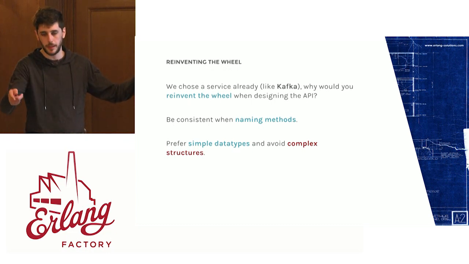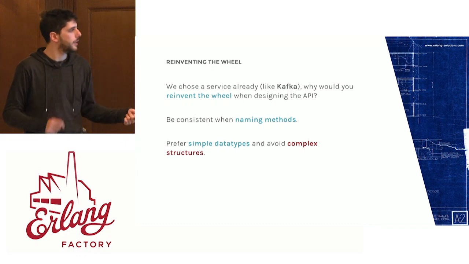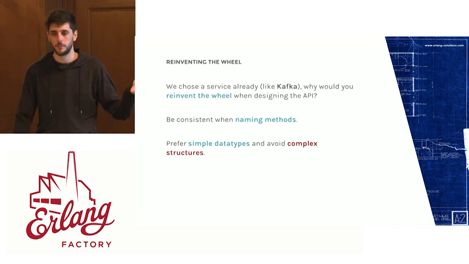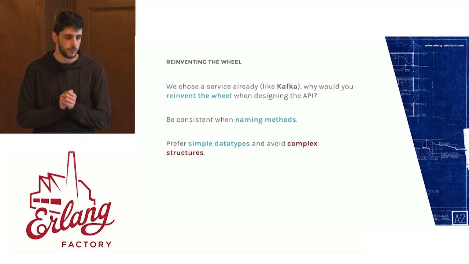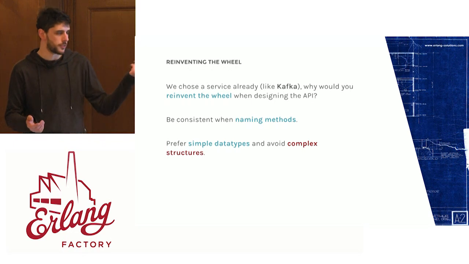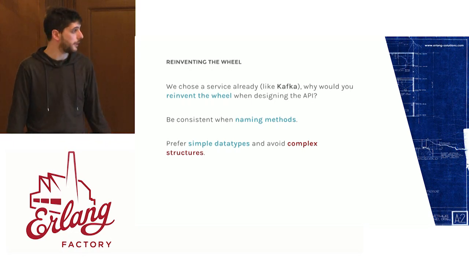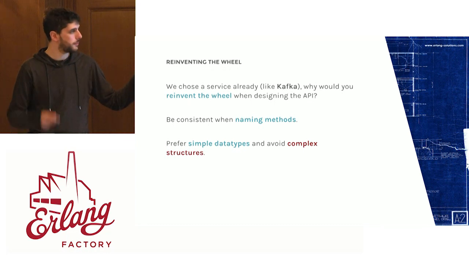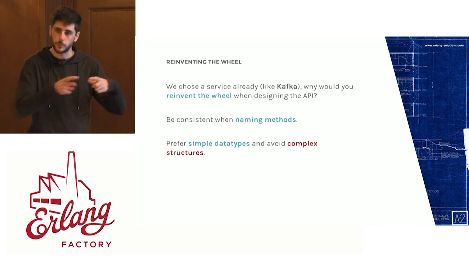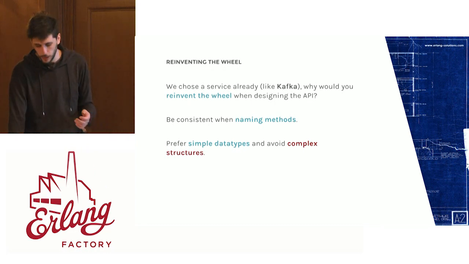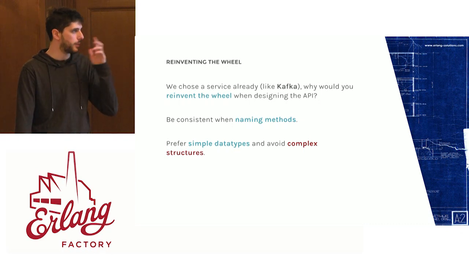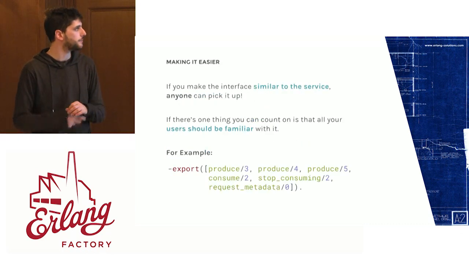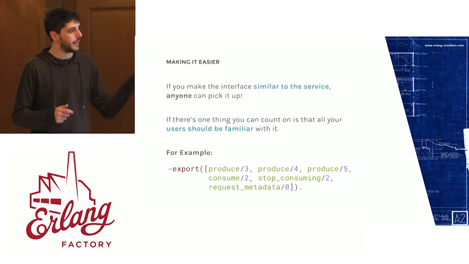We try to name the methods in the same way Kafka does, and use simple data types, because Kafka is written in Scala, and if you're going to be honest about it, it only uses binaries and integers for the partitions and binaries for everything else. So we use only that data. We do use tuples, but that's just to wrap the message inside. So it's a very simple data type that anyone could pick up if they know Kafka. And that's kind of the point.